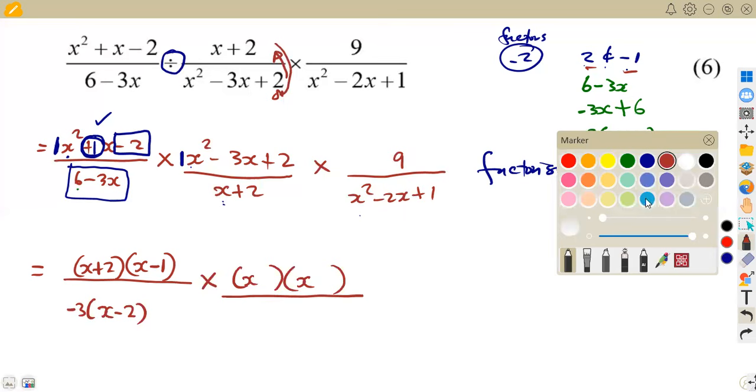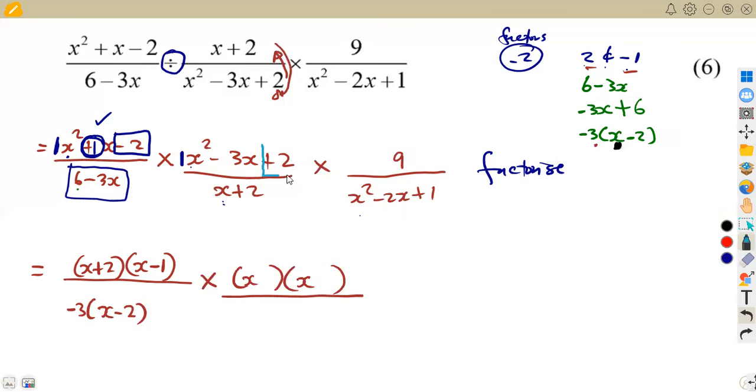So what are we going to consider this time? Factors of 2, but they must add up to negative 3. So which factors are we talking about here? Factors of positive 2 that will add up to negative 3. So meaning to say it's negative 1 and negative 2. If we multiply this, we get positive 2, which is fine. If we add this, we get negative 3. So these are the numbers that we want: negative 1 and negative 2.